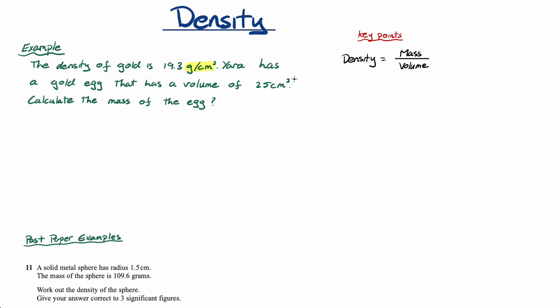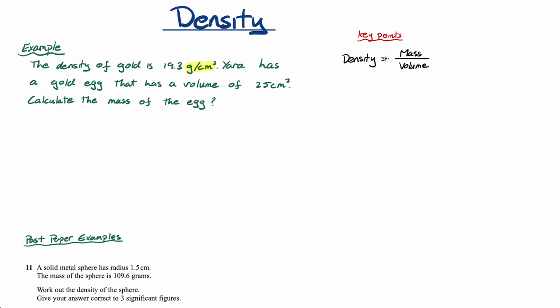Okay, so let's get to a question. The density of gold is 19 grams per centimeter cubed. Yara has a gold egg that has a volume of 25 centimeters cubed. Calculate the mass of the egg.